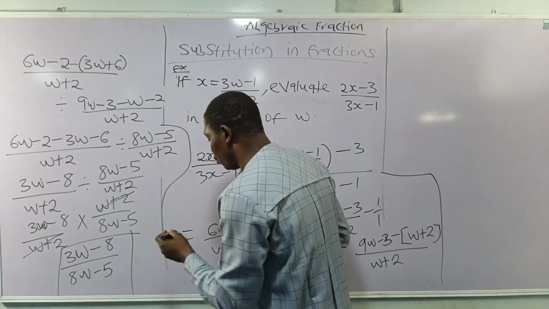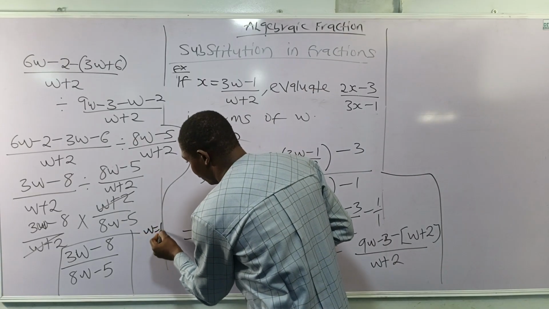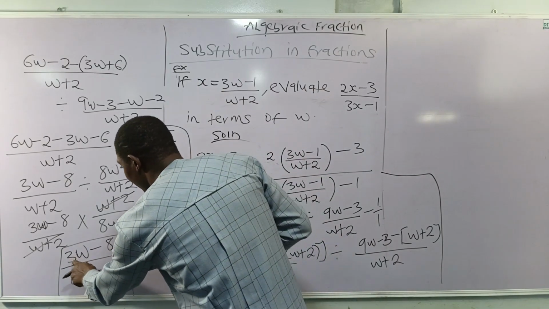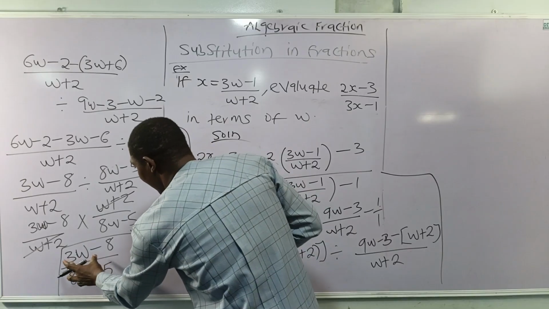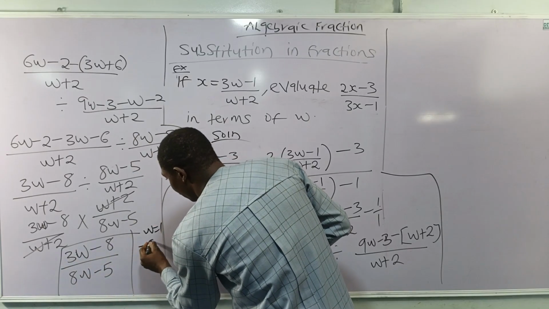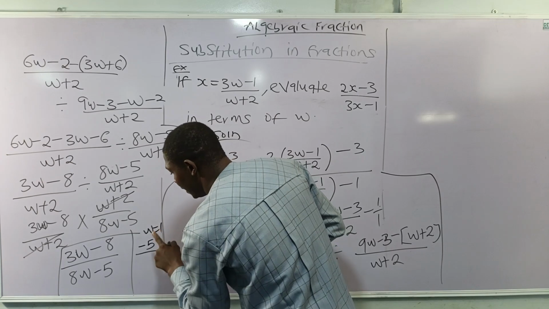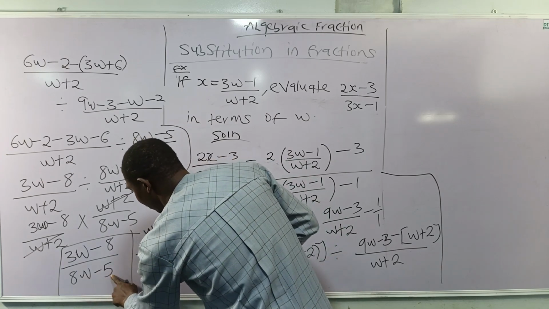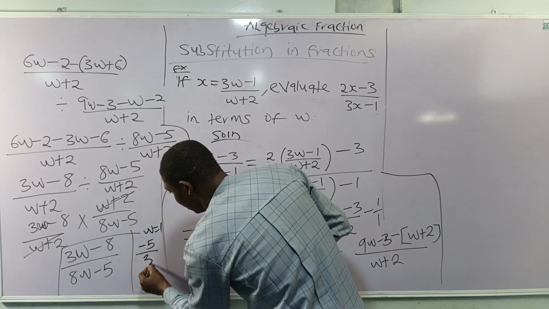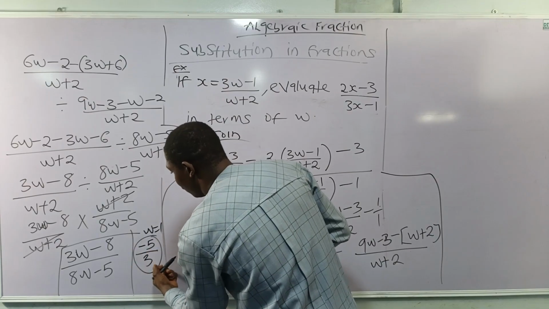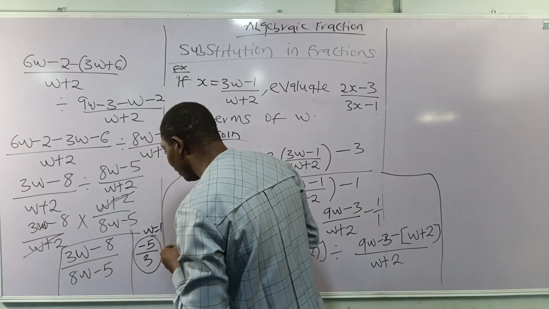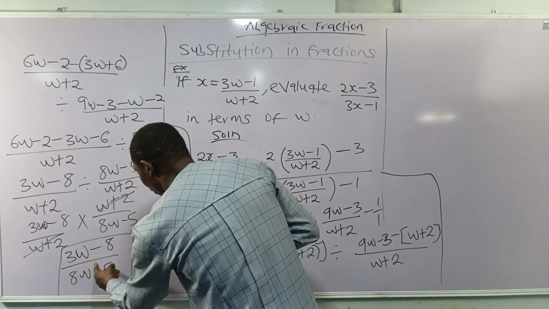If w is equal to 1, if I put it here, I'll have 3 times 1 to give me 3, and 3 minus 8 will give me minus 5. 8 times the value of w, which is 1, is 8. 8 minus 5 will give me 3. So I have minus 5 over 3 as my answer when I substitute w as 1.